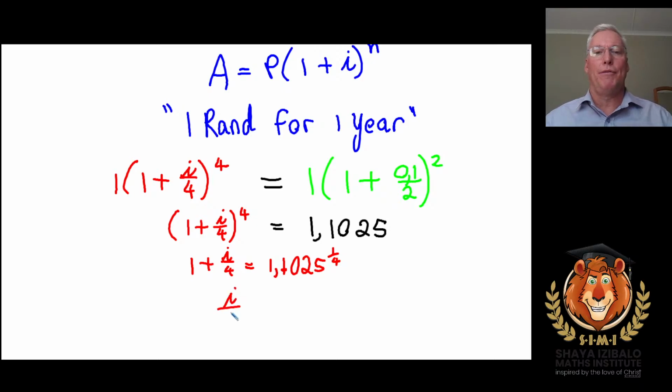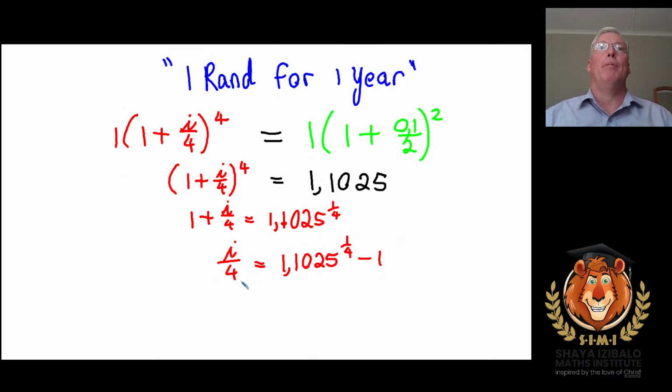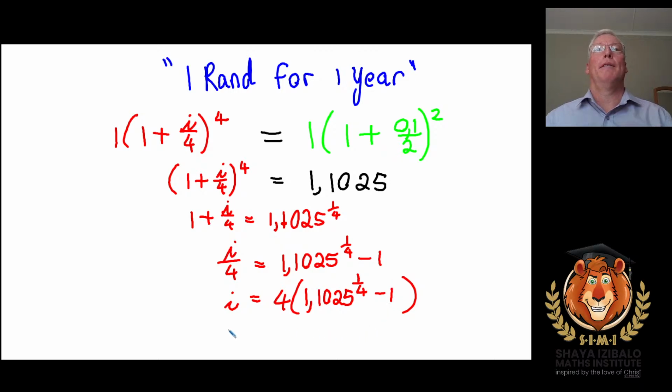Remember our equation stuff from the other day? If you haven't watched that video, I really recommend that you do. Many hundred people have, which is very gratifying. Subtract 1, and then lastly, multiply both sides by 4, goodness. Okay, so 1.1025 to the power of a quarter, minus 1, times by 4.